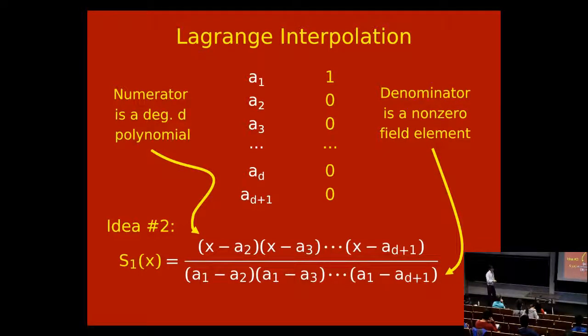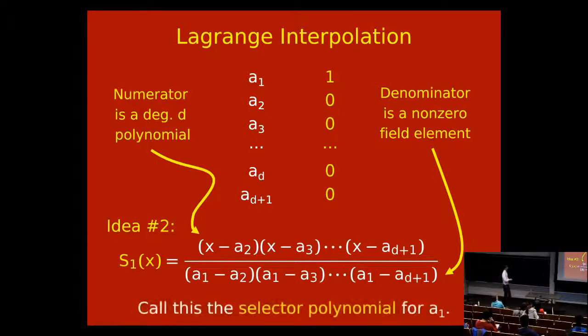So this is just a big polynomial divided by a number, which is a polynomial of the same degree. I'm going to call this the selector polynomial S1 for a1, because by that I just mean it has these values. So this is actually the main step of the proof. Is there any question about it?